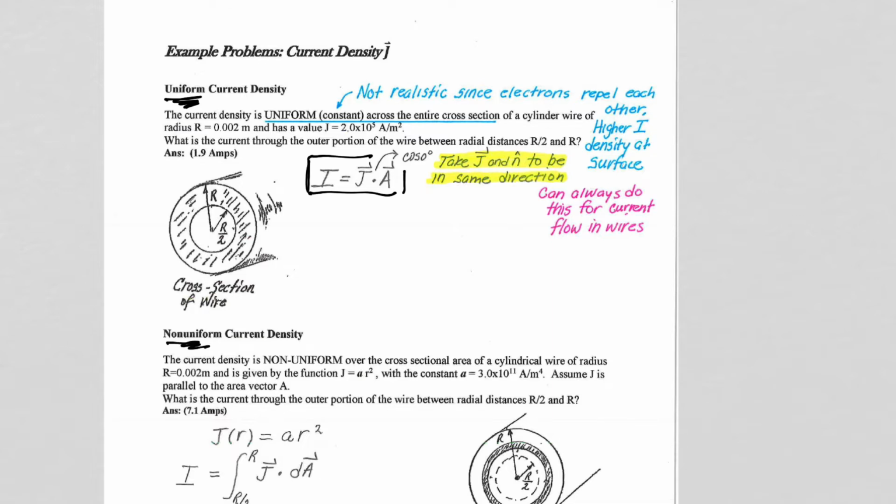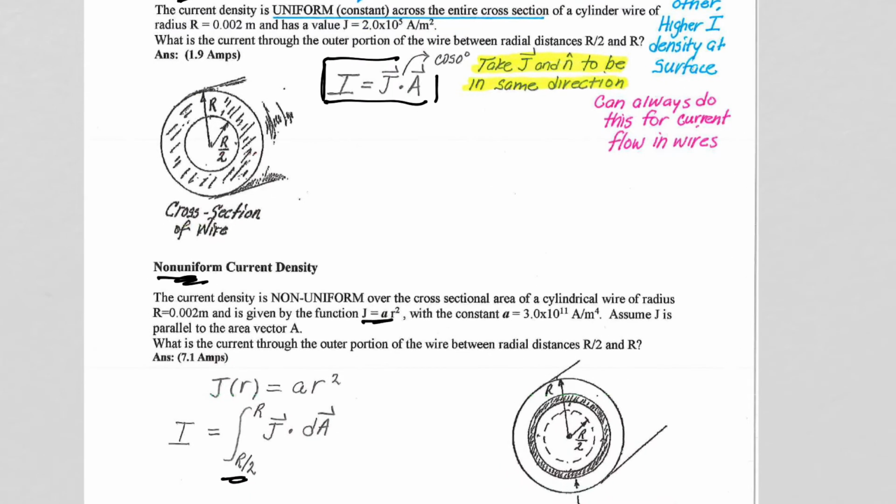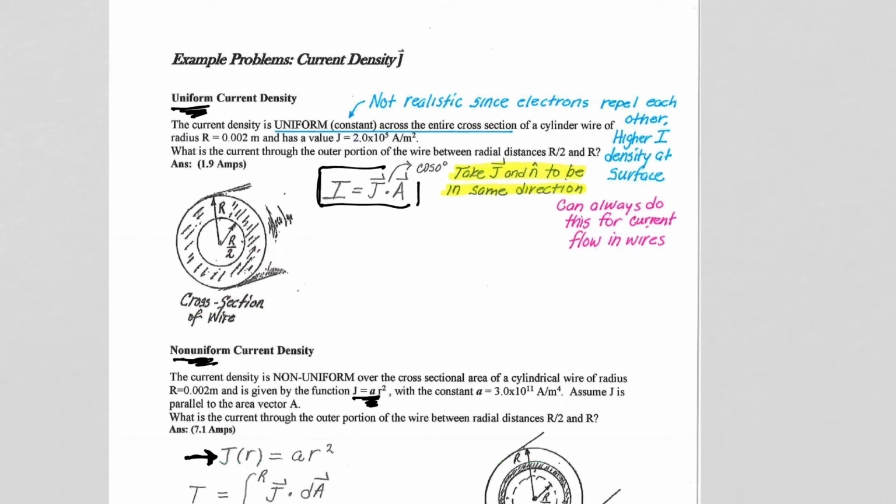And you will know you have a non-uniform current density because they will give you J as a function of r. So if you're given an equation for the current density, you will use the integral, the calculus version of the equation, to calculate the current. And if it is uniform or constant, then you will use just J dot A.